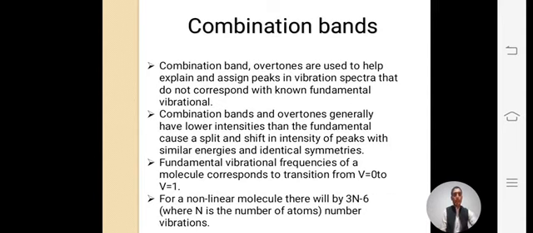First of all, combination bands. Combination bands are observed when two or more fundamental vibrations are excited simultaneously. Combination bands and overtones are used to help explain and assign peaks in vibrational spectra that do not correspond with fundamental vibrations. Combination bands and overtones generally have lower intensity than the fundamental because a split and shift in intensity affects states with similar energies and identical symmetries.